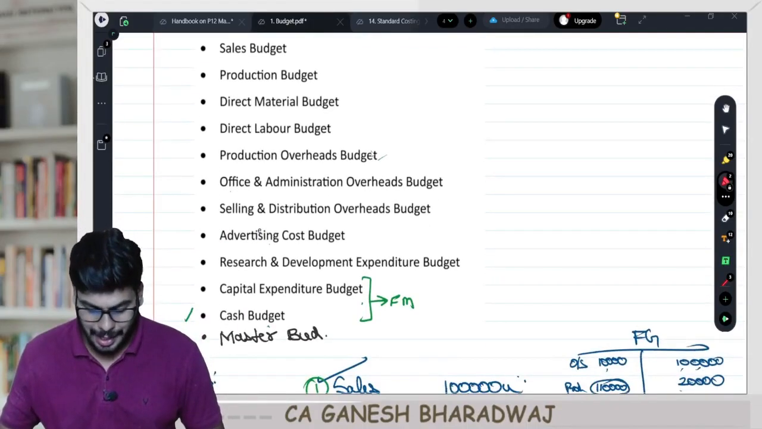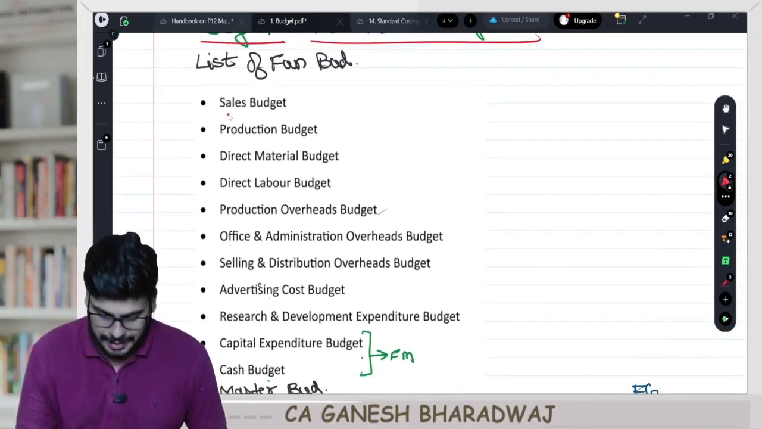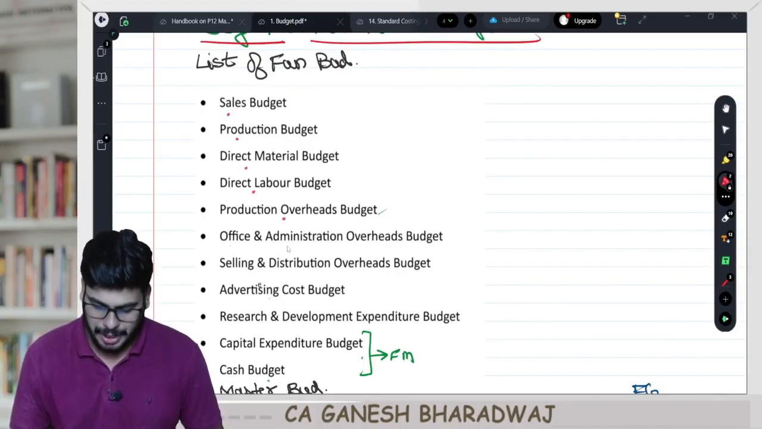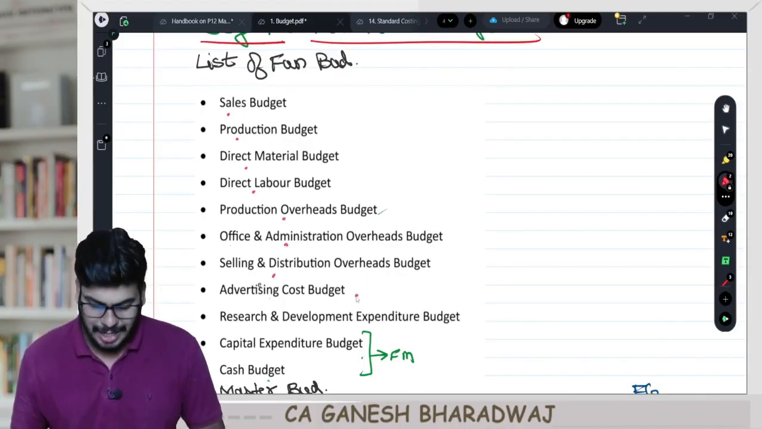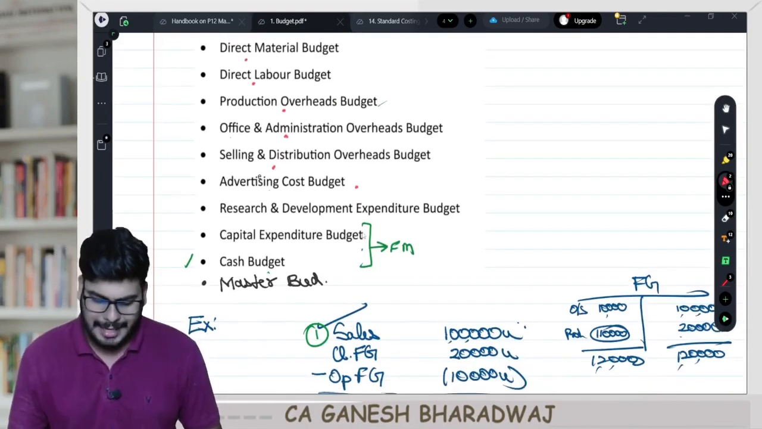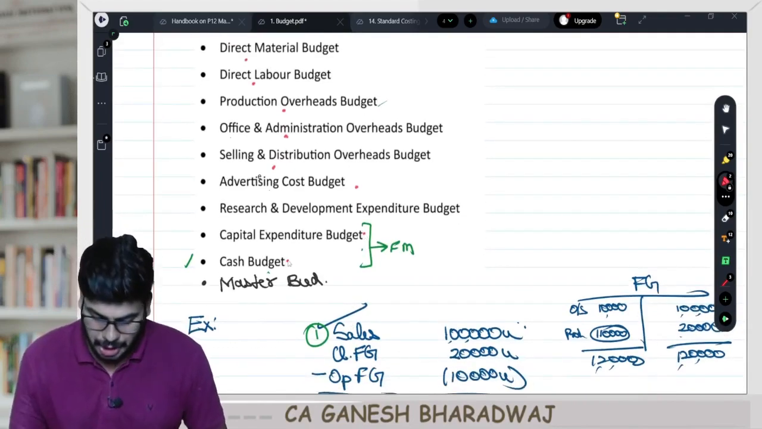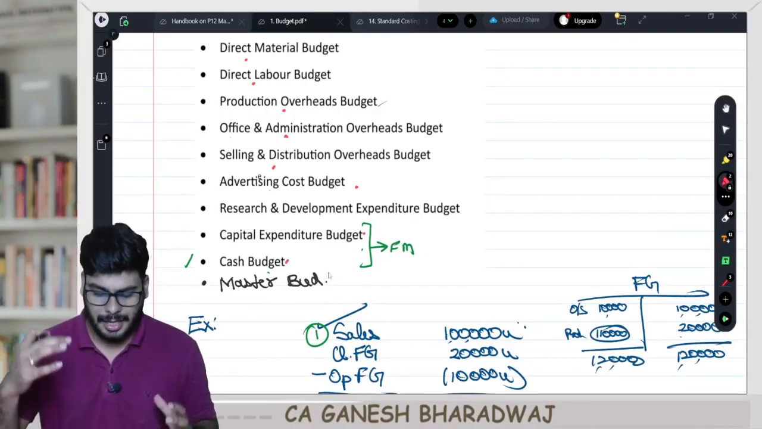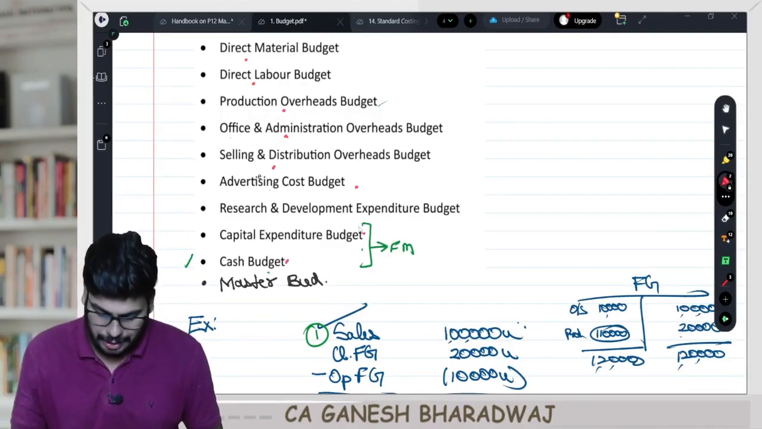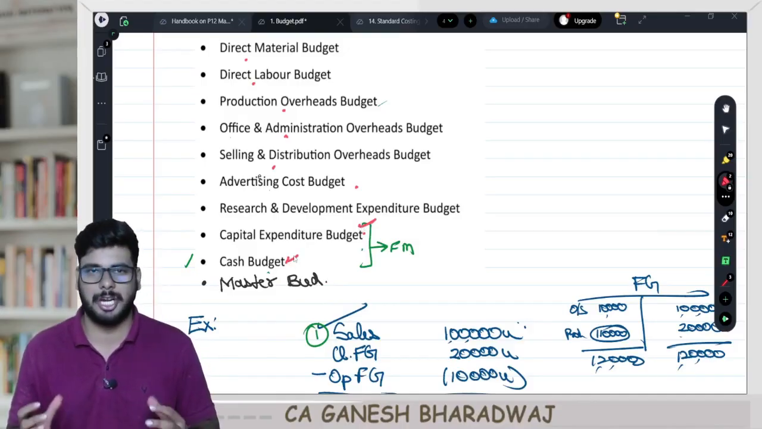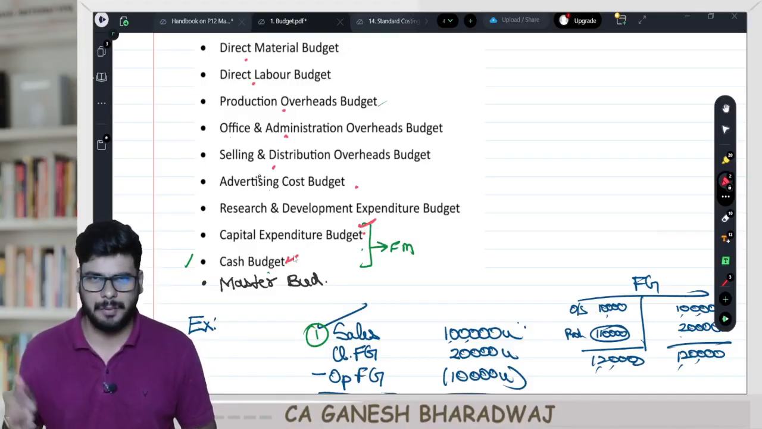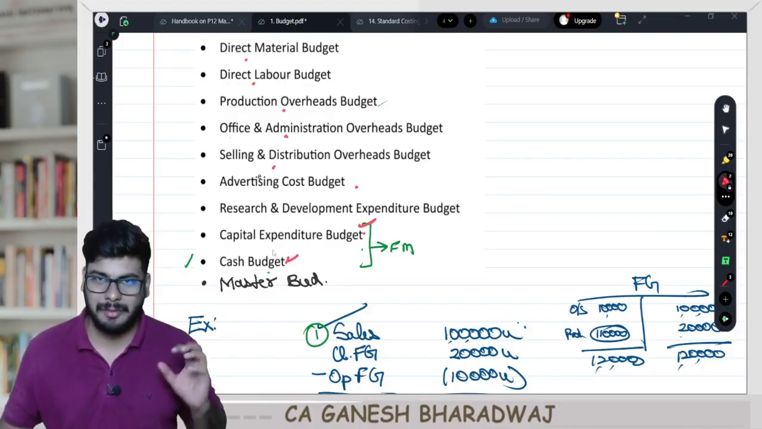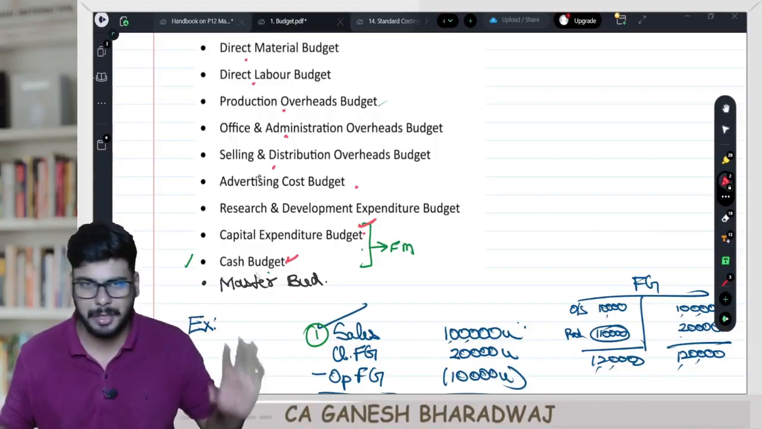Now, these are the list of functional budgets we've got: sales budget, production budget, direct material budget, direct labor budget, POH budget, AOH budget, SOH budget, advertising cost budget, R&D budget, CapEx, capital expenditure budget, your cash budget, your master budget, and so on. Clear with this, guys? Technically speaking, your capital expenditure and cash budget form part of financial management, but predominantly the other components form part of our subject only, cost accounting and management accounting, as the case may be.